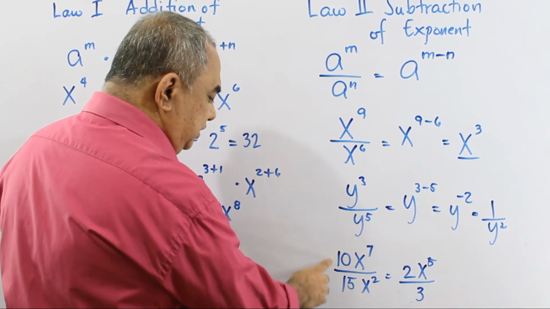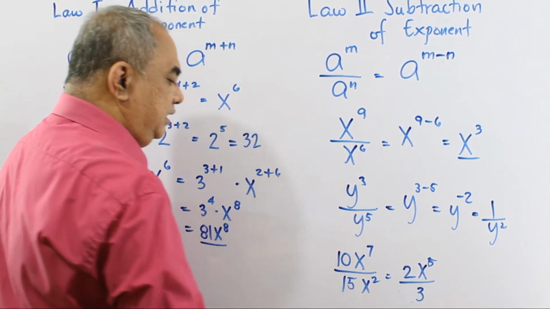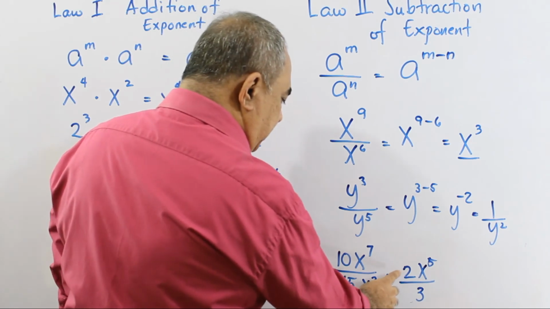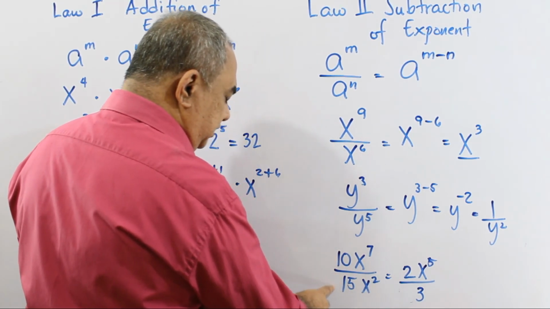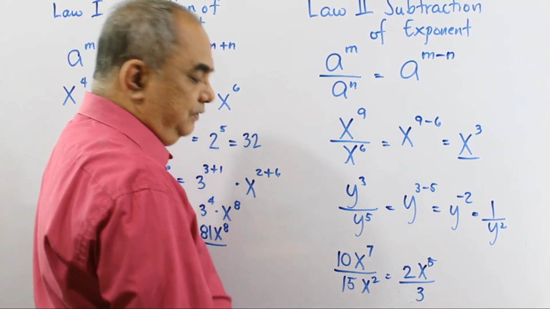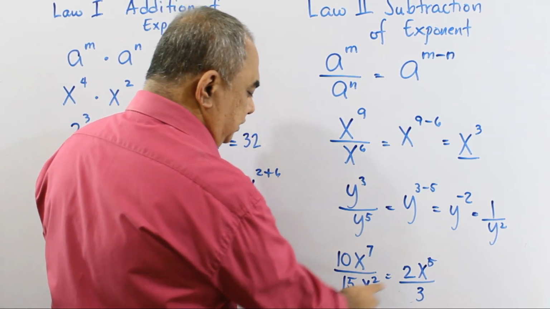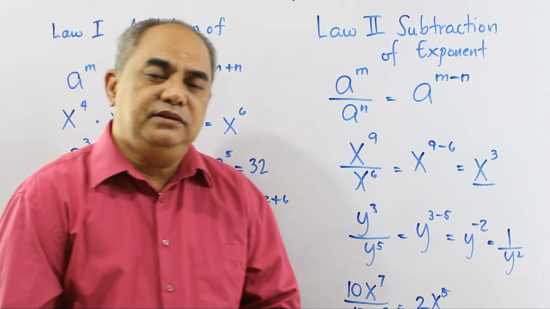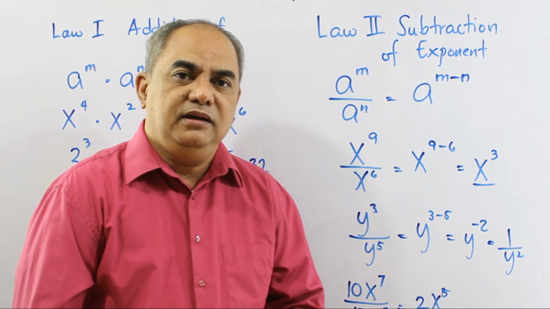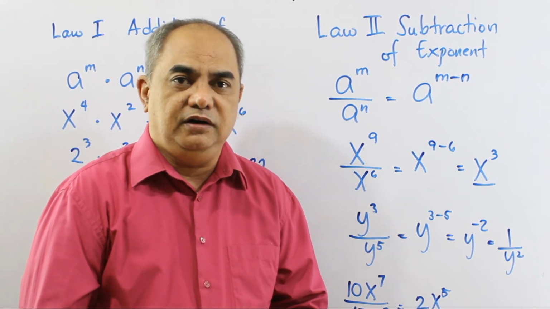Remember, if the fraction here is reducible to lowest term, that's the only time that we divide this numerator and denominator by a common number. If not, then we just copy the fraction as is. So our next topic will be the multiplication and division of exponents.